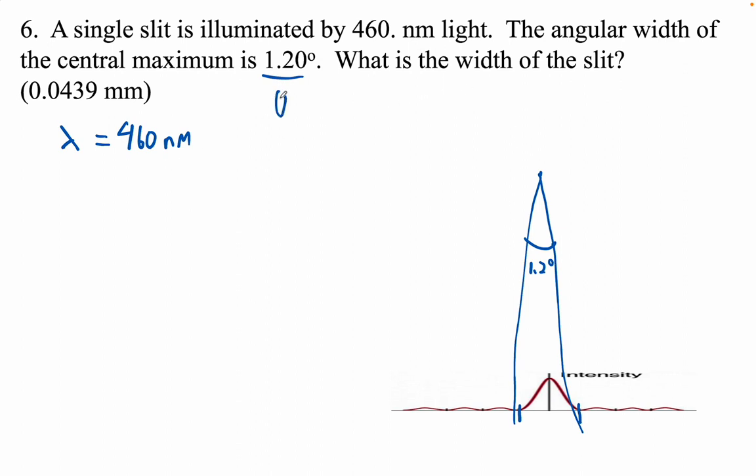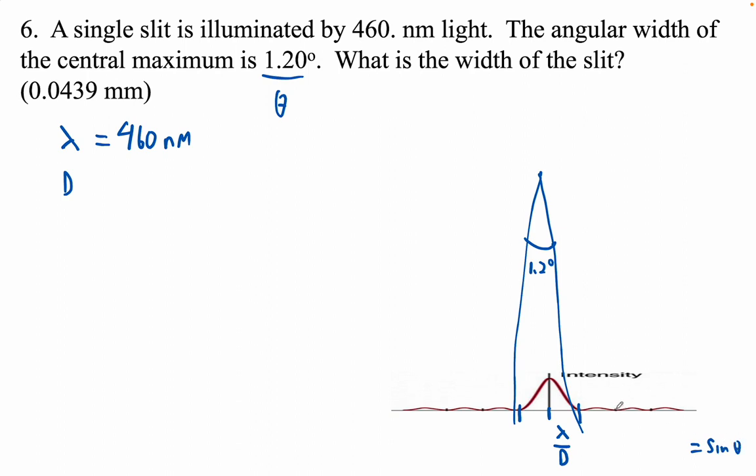So this is our theta. And then we're looking for the d of the slit, right? How wide the slit is, okay? So what we want to do here is we got to make a number sentence, okay? And we know that this is lambda over d, right? It's lambda over d. There is the angle, and this is equal to the sine of the angle, right?